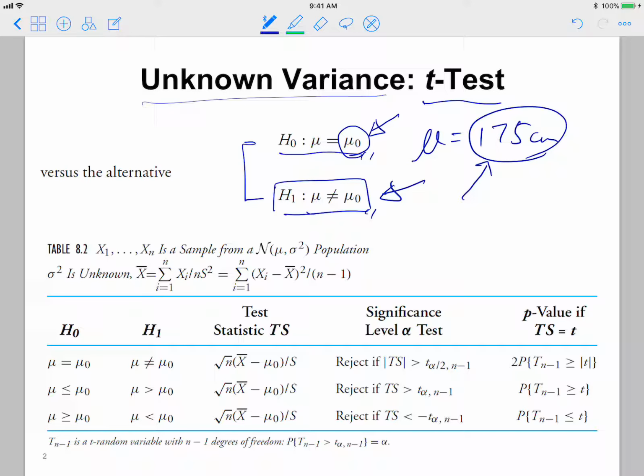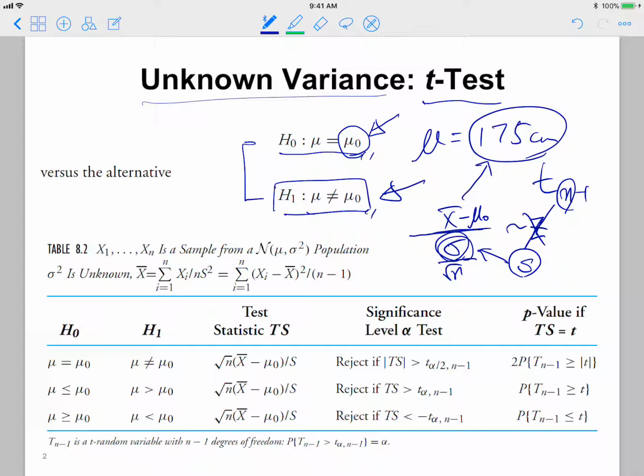In the previous case, we used the test statistic x bar minus mu 0, divided by sigma over root n, that followed the standard normal distribution, right? In this case, we change sigma into our sample standard deviation s. If we replace it with this, it will follow the t distribution, but the degree of freedom will be n minus 1, where n is the number of observations in our sample.